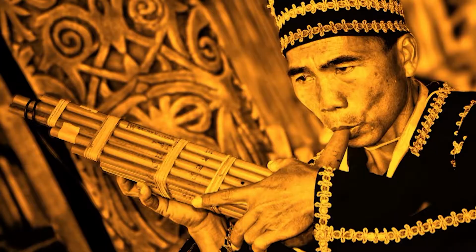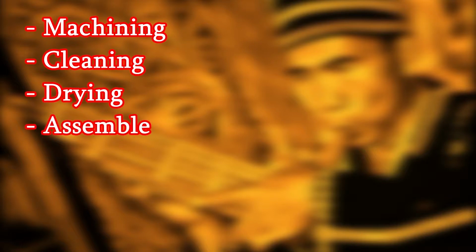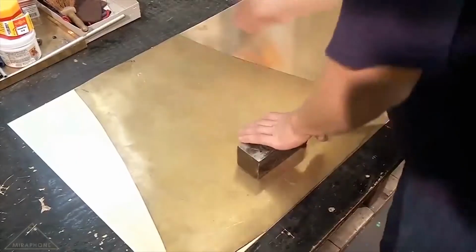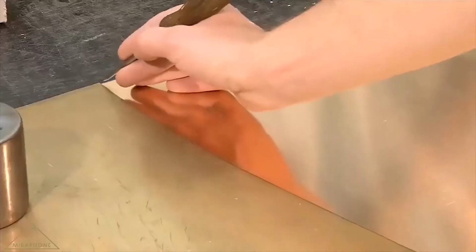The process of producing a single unit of sompoton takes a very long time using traditional methods. By utilizing modern equipment, we can cut down the production time. On a huge scale, the production of sompoton involves machining, cleaning, drying, assemble, heating, testing, and packaging.